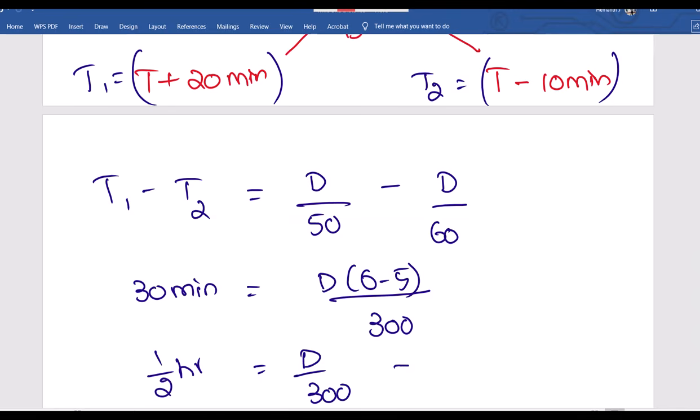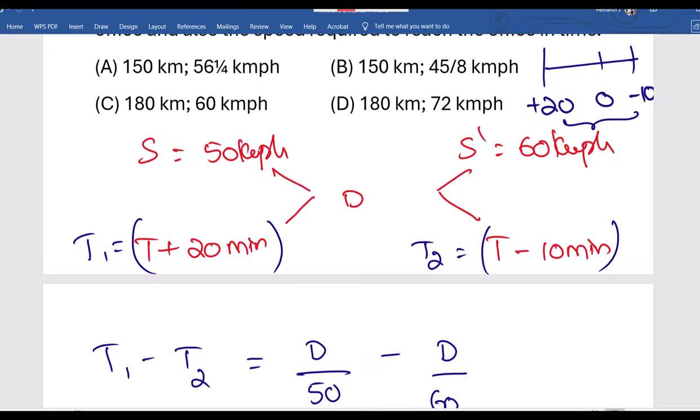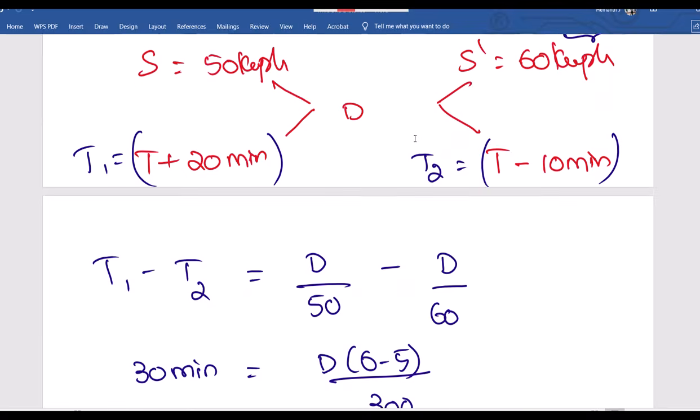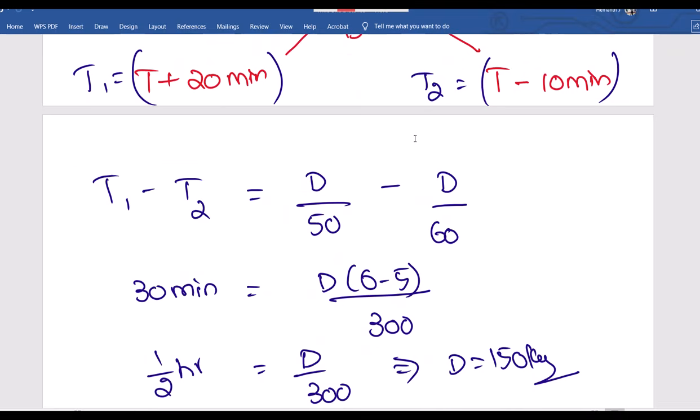What is the distance? Distance how much? 150 kilometers. 150 kilometers. Two options are there. Okay, we'll handle it. But are you understanding this one? What is that 30 minutes? What is happening here? Right? No, sir, all this I don't want.